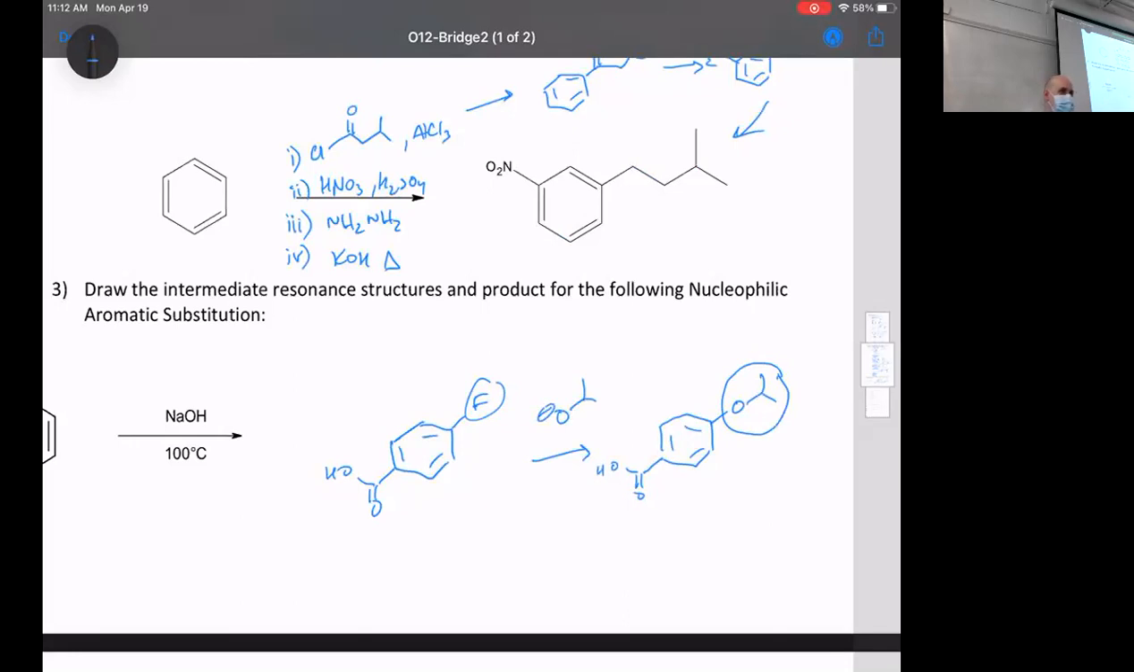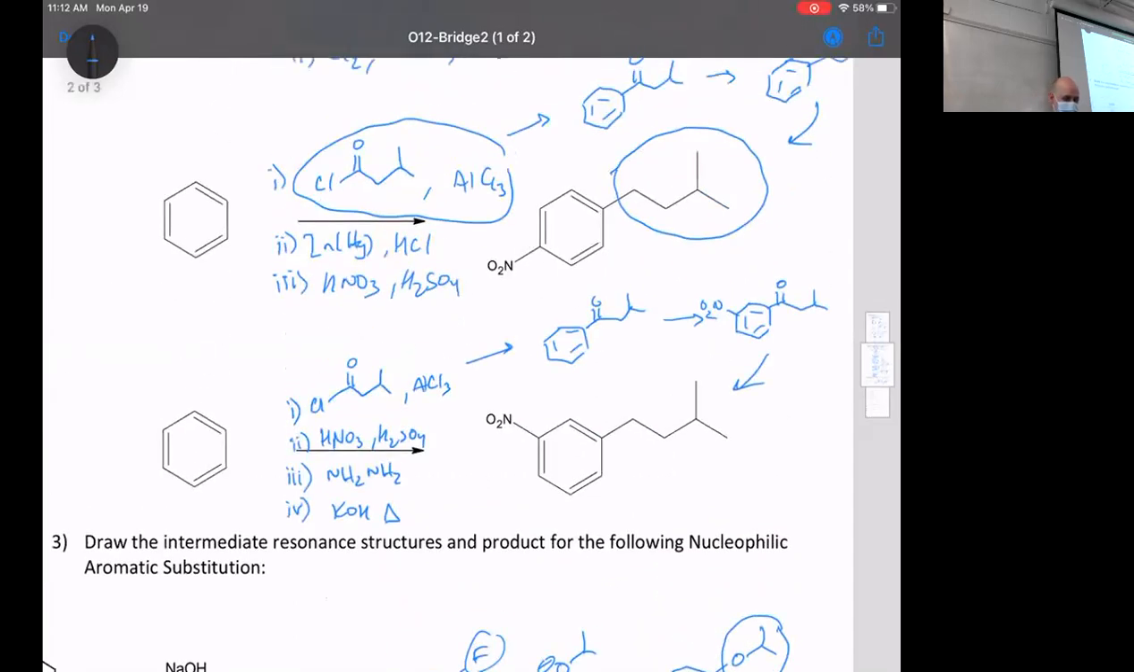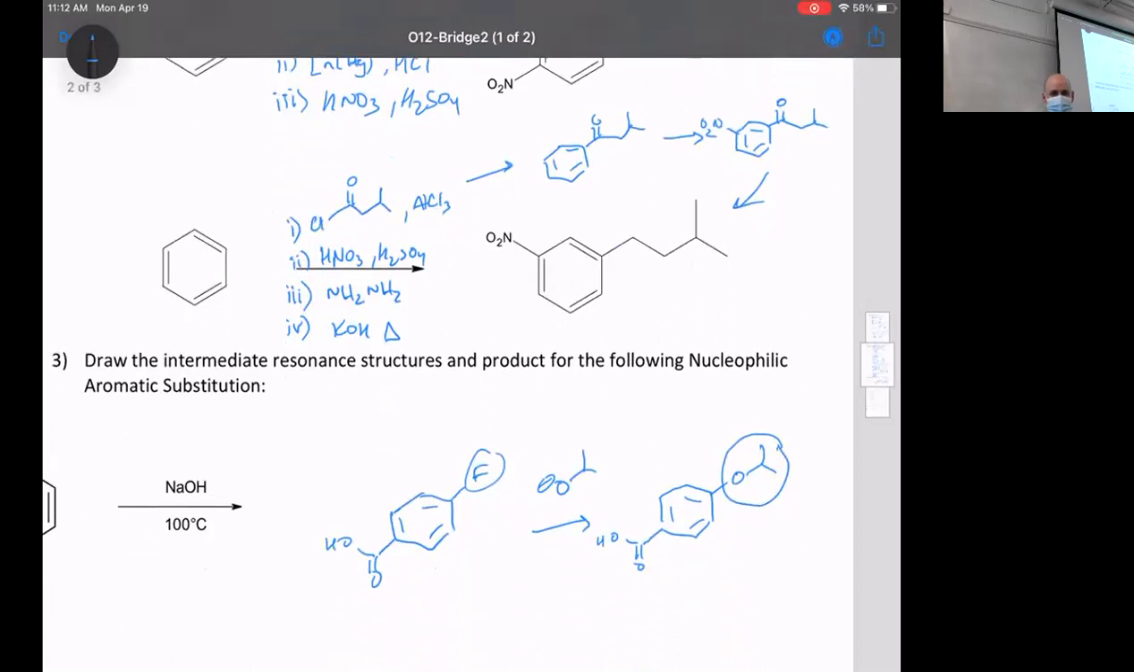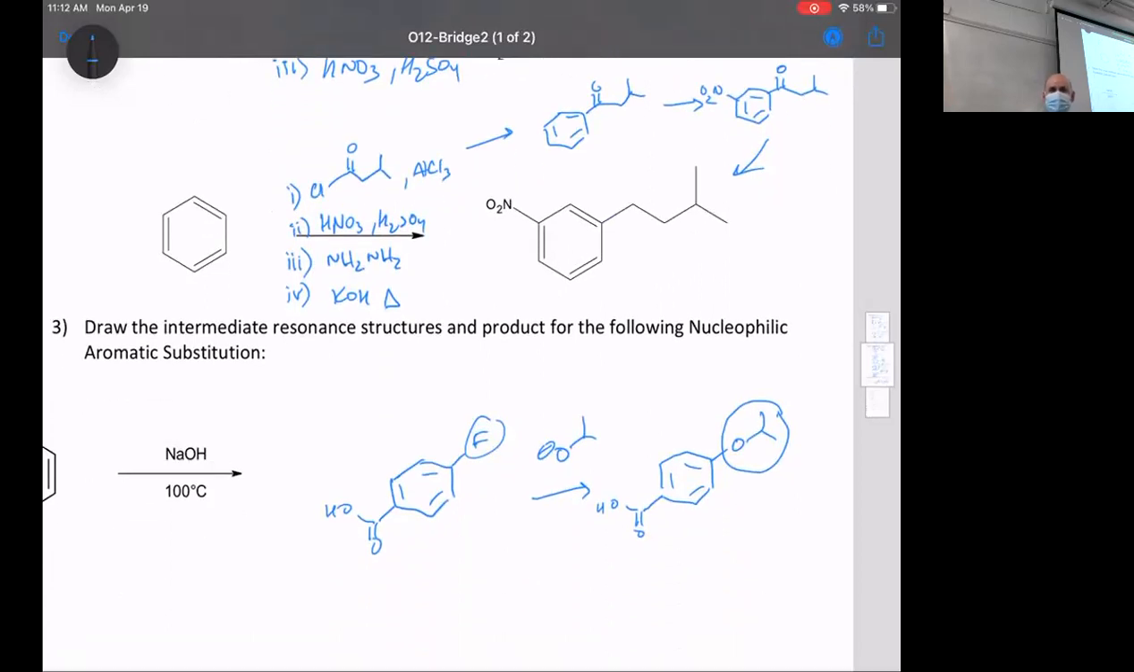So the nucleophilic aromatic substitution ones tend to be a lot simpler for this style of question because really you're kicking off the leaving group and replacing it with the nucleophile. So whatever ends up attached, you add that with a negative charge. And does that make sense? So that's the way that we would do this.